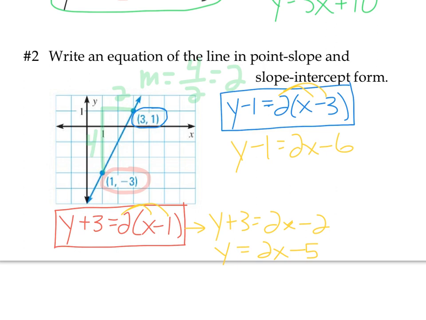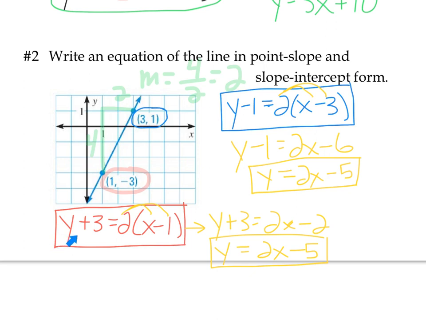When we add the 1 to both sides, we're going to get y equals 2x minus 5. Okay, you'll note, slope-intercept: there's only one possible way to write the slope-intercept form for the equation of a line. However, there are more than one way to write the point-slope form.